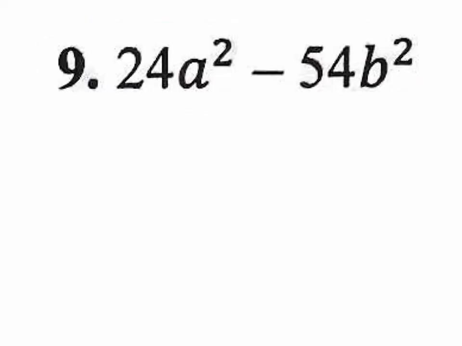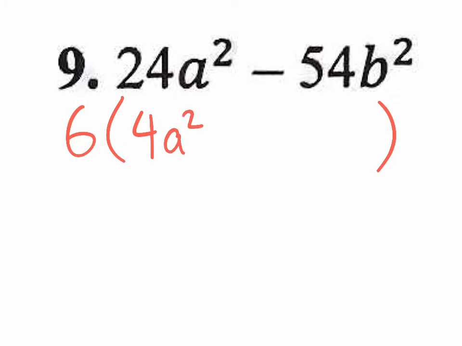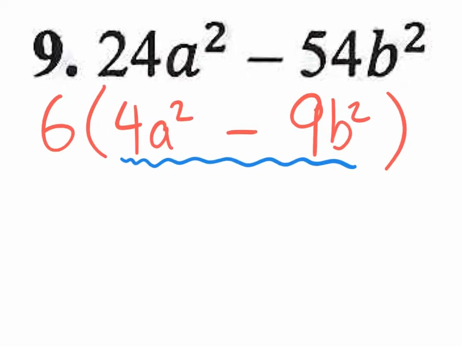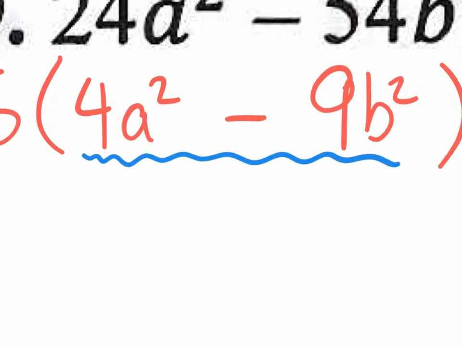Number 9, those are not perfect square values, but we might be able to pull out a GCF. What is the GCF that we could pull out? 4? 6? 6 is better? And I don't even know if that's the greatest. We'll find out right now. 6 times what is 24? And how about 6 times what is 54? Perfect.